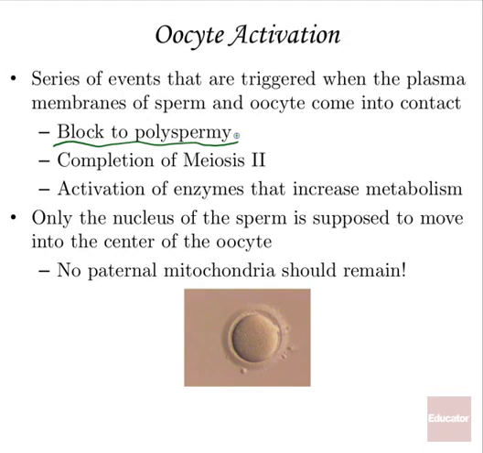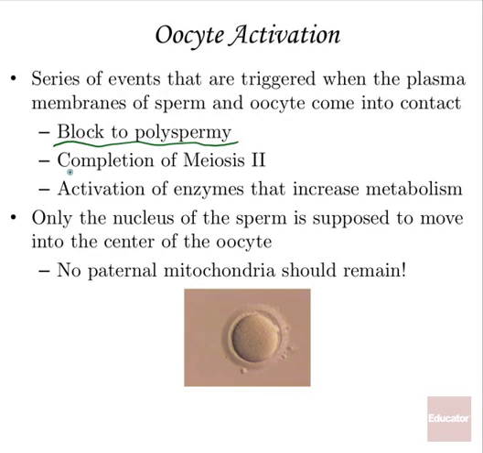You want the diploid number. You want 46 chromosomes. You don't want 92. You don't want 4 copies of every chromosome. That's not going to be a viable human being. So block to polyspermy makes it so that only one sperm head has actually entered the egg cell.